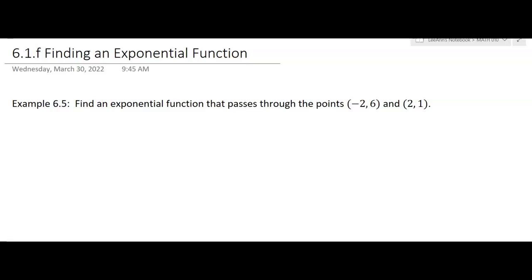Okay, so we're going to find an exponential function. They give us information. It says find an exponential function that passes through the points, and they give us 2 points here, this one and this one. Remember that when they give us a point, that's like giving us x and f of x, for both of them.